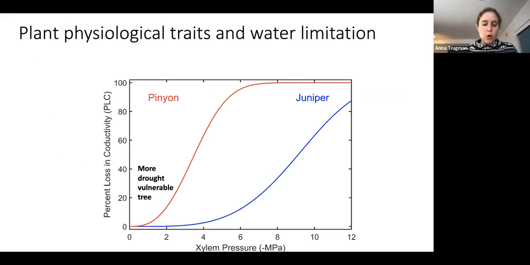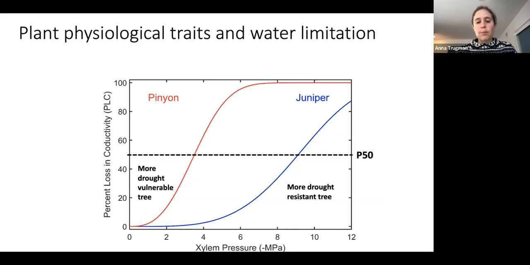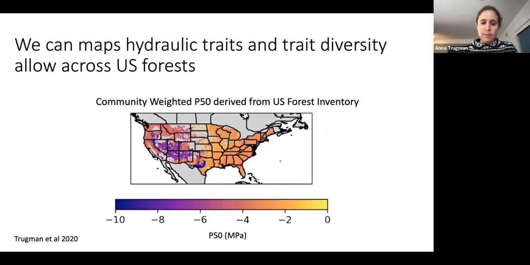So in this case, we have this more drought vulnerable pinyon shown in red here, and a more drought resistant juniper. And a plant hydraulic trait that's reflective of this difference and is incorporated in process-based models to represent these losses in conductivity with changes in xylem sap pressure is P50, or the pressure at which 50% conductivity is lost. And I'm going to come back to this trait throughout the talk when talking about some of the modeling work that I'm doing.